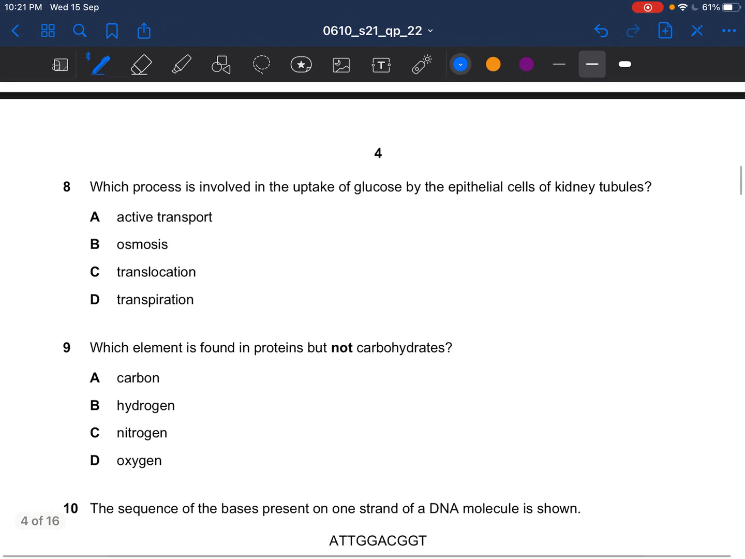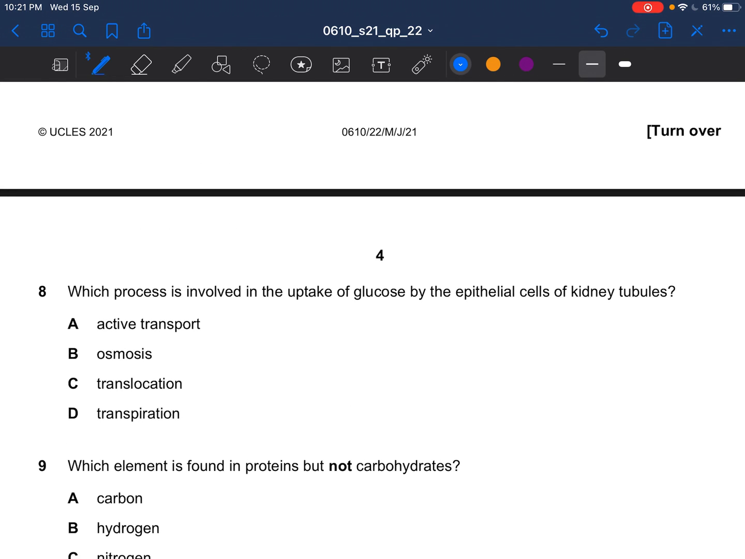Next question. Which process is involved in uptake of glucose by the epithelial cells of kidney tubules? This is active transport. Another example of active transport would be the ion uptake by root hairs. Active transport is the movement of particles through a cell membrane from a region of lower concentration to a region of higher concentration using energy from respiration. So it does require energy. It's from lower concentration to higher concentration.